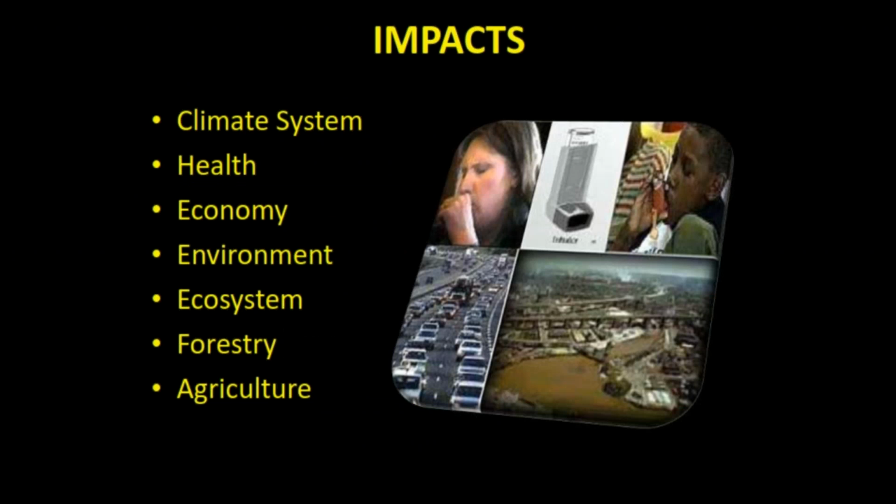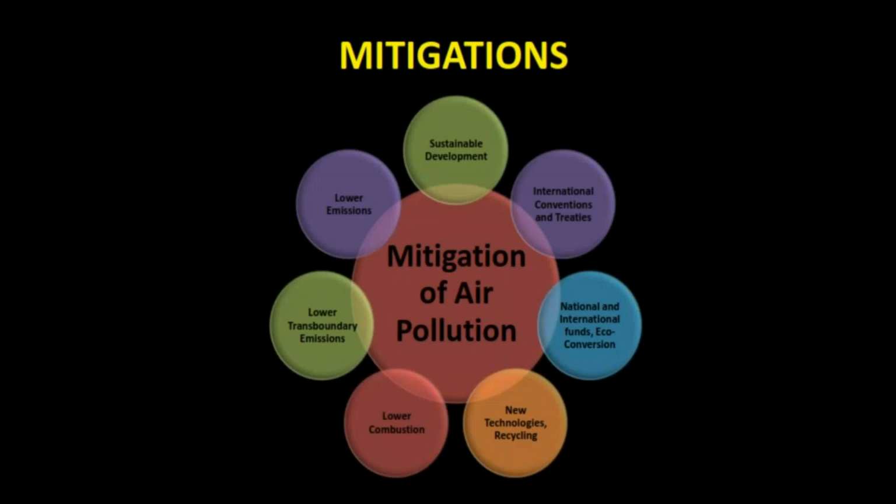The pattern of rain and pattern of fall means the temperature, health, and economy are affected, and there is also an effect on the environment, ecosystem, forestry, and agriculture due to air pollution. So what are the mitigation measures for air pollution?